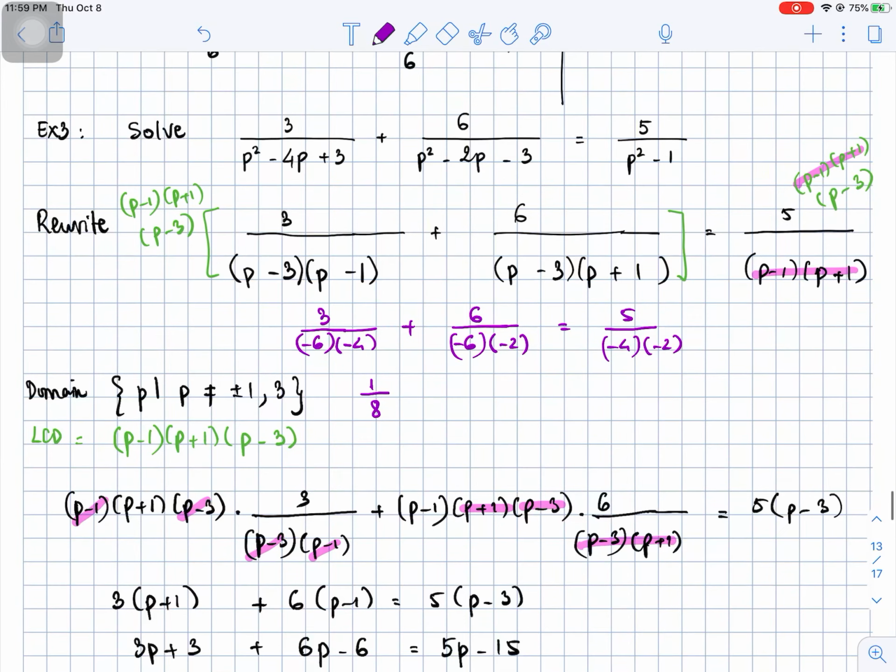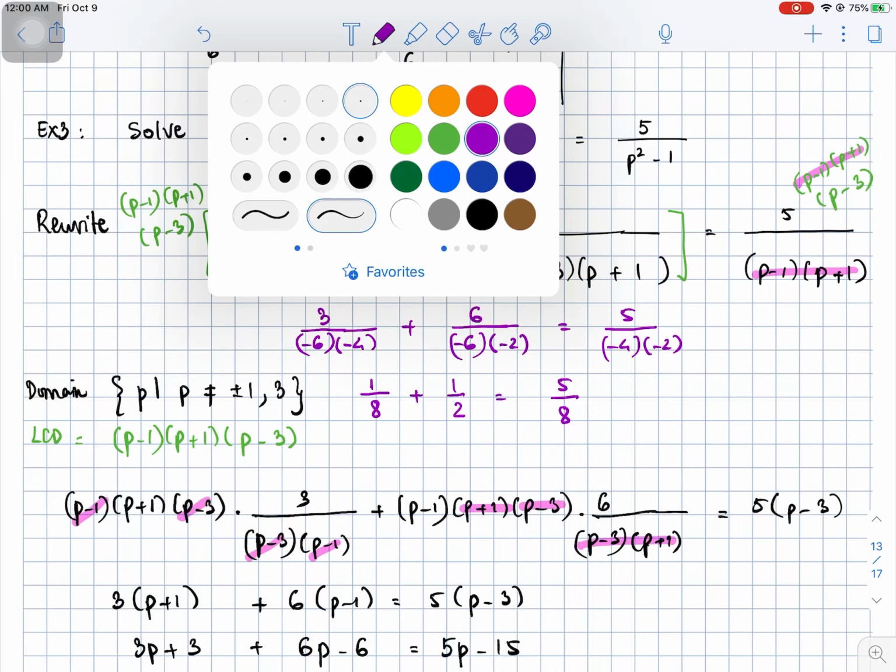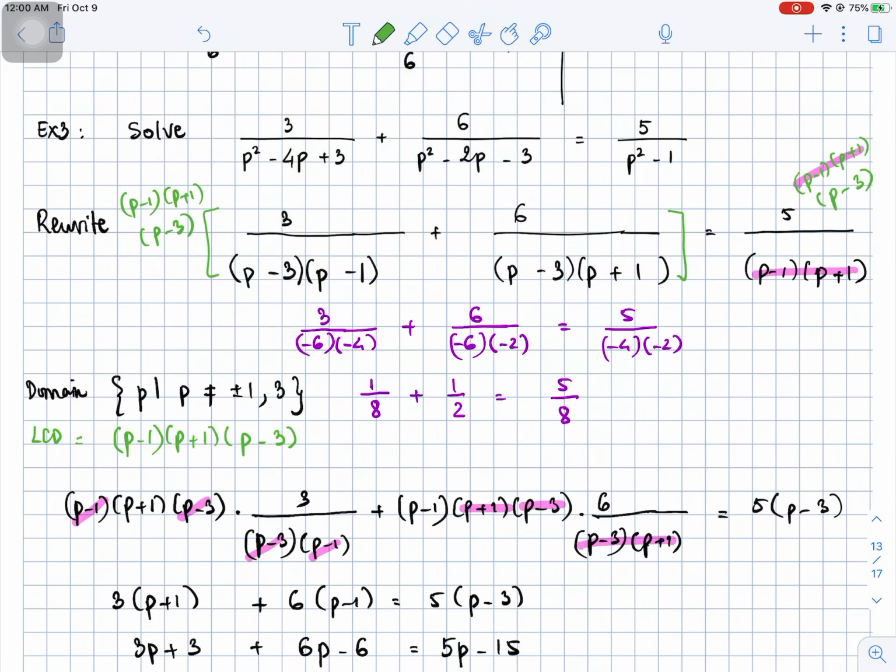So we simplify also, so we got the answer is 1 over 8 because the 6 and the 3 cancel out, so we got 2 left, then multiply by the 4. The second one is also positive, we cancel out the 6, so 1/2, and on the top we got 5 and in the bottom is 8.